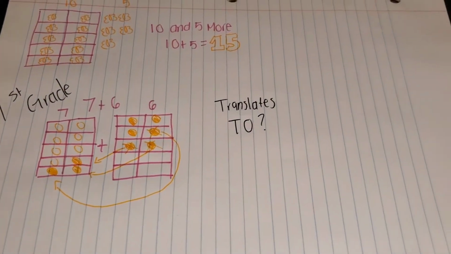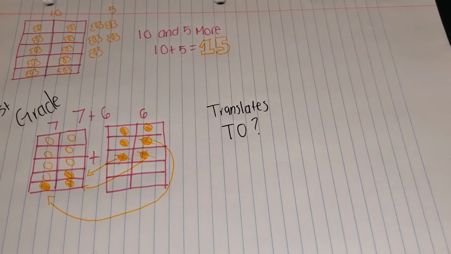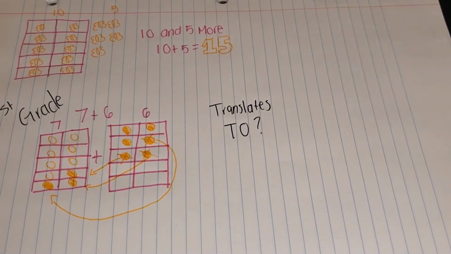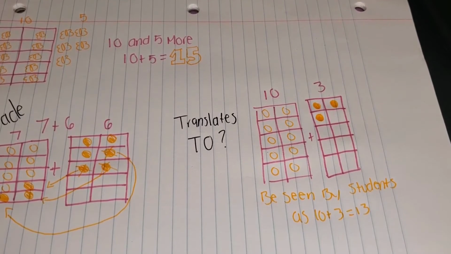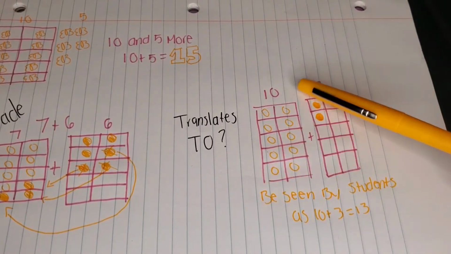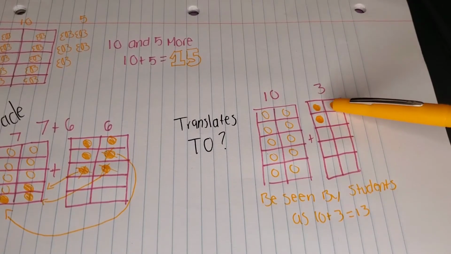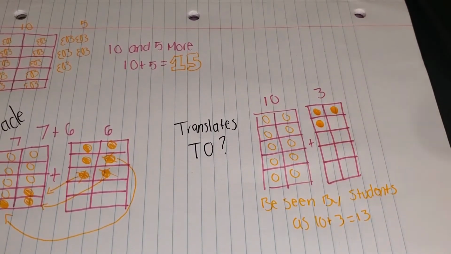So what does this exactly translate to? Here is a visual to show what it translates to. Here we have 10. So we filled up a frame, and 3 in this frame. This can be seen by students as 10 plus 3.